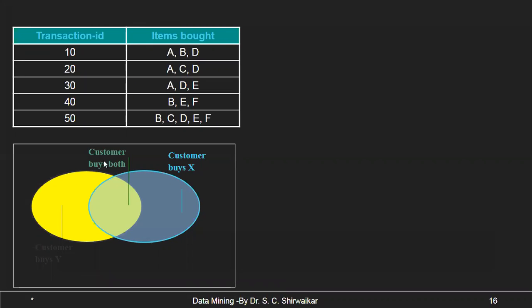Customer buys both. This diagram represents a customer buying this element and the combination of these two, the union of these two elements. You can easily understand using this example. Customer buys both elements, customer buys only X, customer buys only Y. So this Venn diagram is easy to understand. So how will the rules be made? Now we'll focus on it part by part.